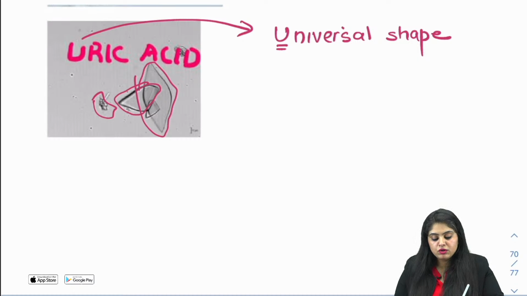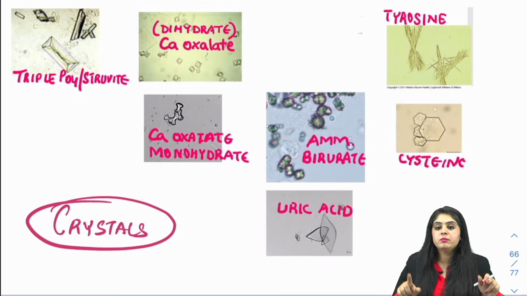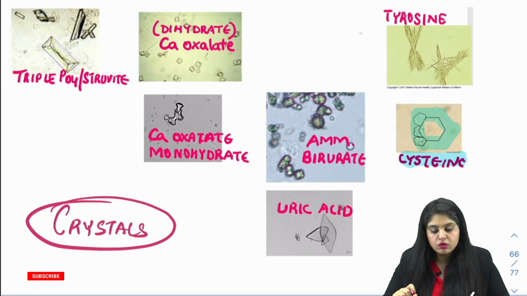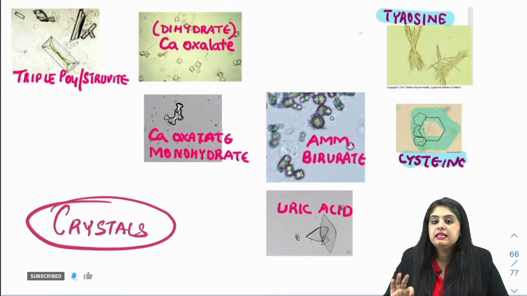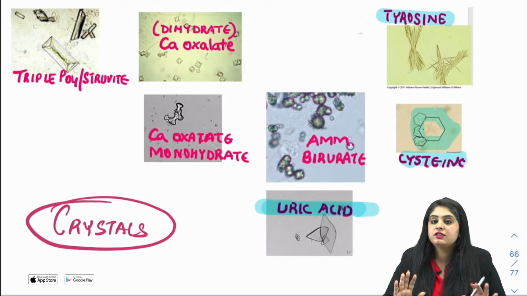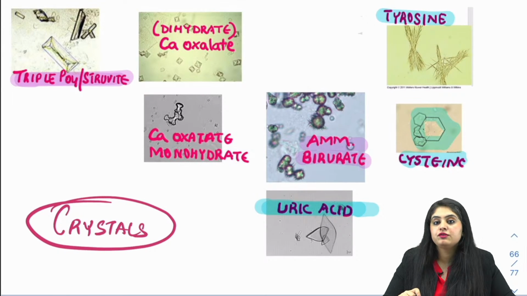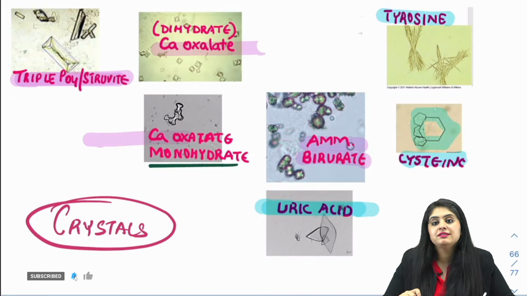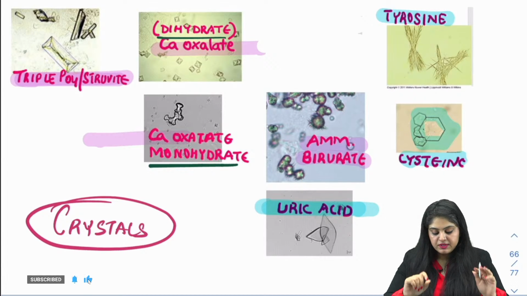So finally guys, all your crystals are done. That is why I had one common chart for the crystals. A very quick 30-second recap. When you're seeing 6 sides, you're going to call it cysteine. When you're seeing thin needles, it is tyrosine. When you're seeing any shape on this planet, universal, that is uric acid. When you're seeing A for A, that is ammonium biurate, the Appleton wala, ammonium biurate. When you see coffin lid, that is triple phosphate. And then you have 2 calcium oxalates, monohydrate and dihydrate. So remember, monohydrate is the dumbbell shape and dihydrate is the envelope shape.